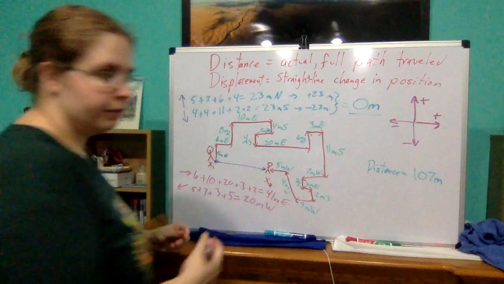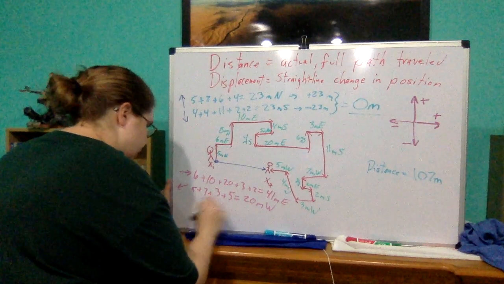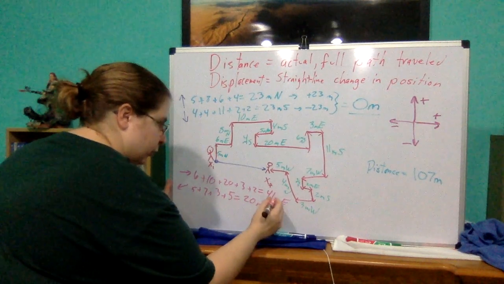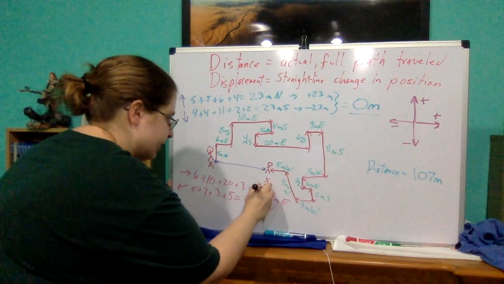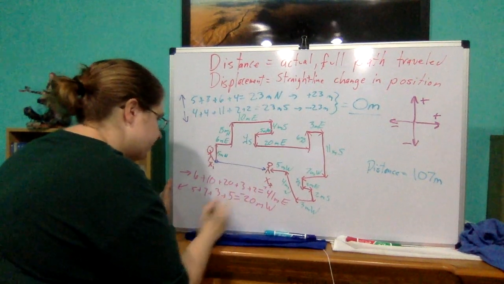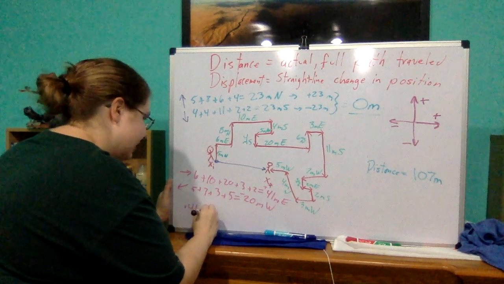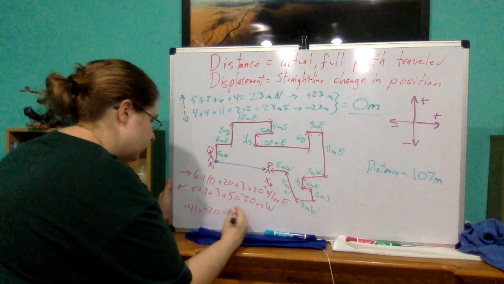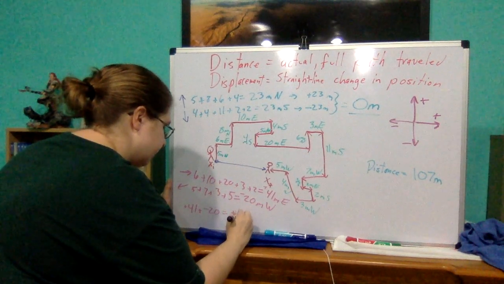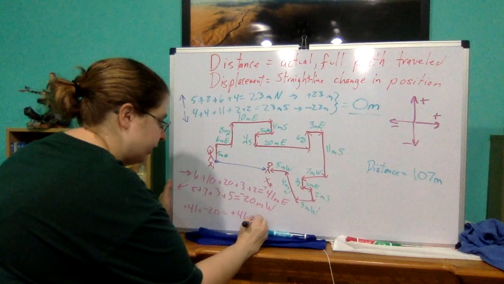So we can think of that as subtraction or as addition with a negative sign. We have 41 east, which would be a positive direction, and 20 west, that's opposite, so a negative direction. So positive 41 plus negative 20 equals positive 41 meters, meaning 41 meters in the east direction.